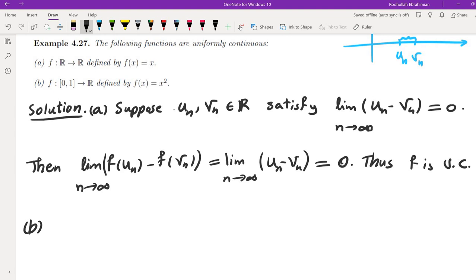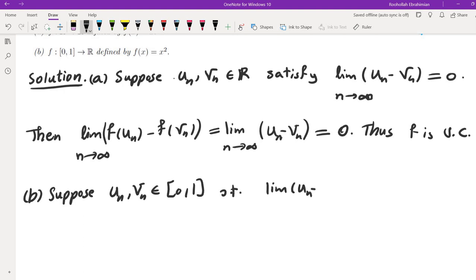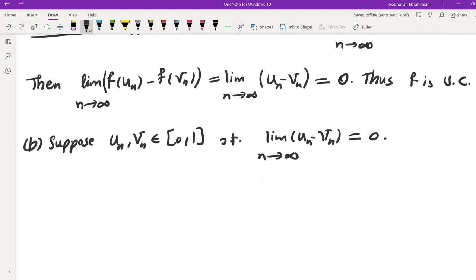The second function is also uniformly continuous. Let's look at un minus vn and assume that un minus vn is approaching 0, so let's see what happens. Suppose un and vn are in the interval 0, 1, such that the limit of un minus vn is 0 as n approaches infinity. Now we're going to look at f of un minus f of vn. What we need to show is that this also approaches 0.